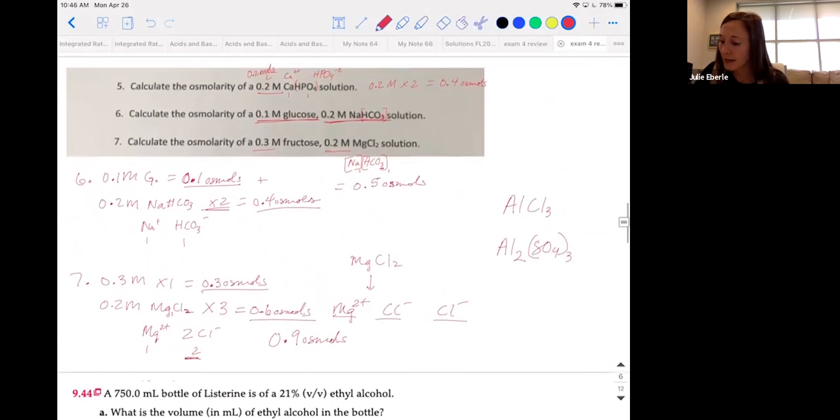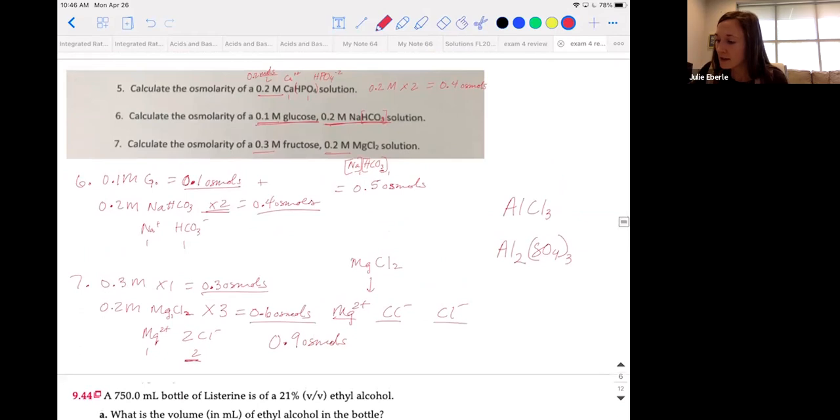Now, can y'all tell me, I actually didn't do this this morning, considering you got 0.4 for the first one, I got 0.5 for the second one, and I got 0.9 for the last one. Do I have any solutions here that are isotonic? Are any of these solutions isotonic? Y'all remember what that means? Are you saying no, you don't have any solutions that are isotonic, or no, you don't remember what that means? Okay, Bailey said no, and she's right. Isotonic means same osmolarity. I have no solutions here that are isotonic.